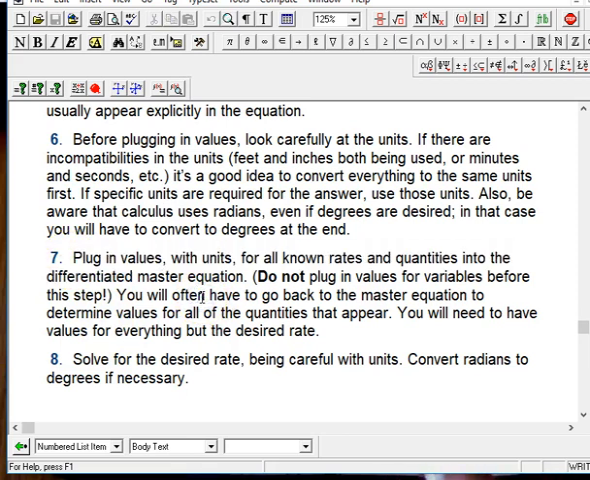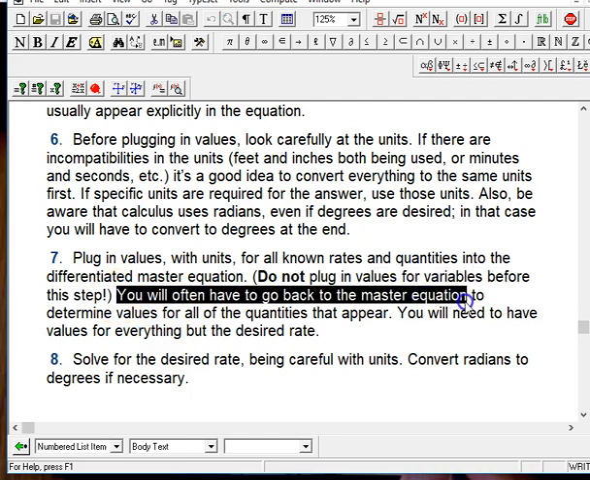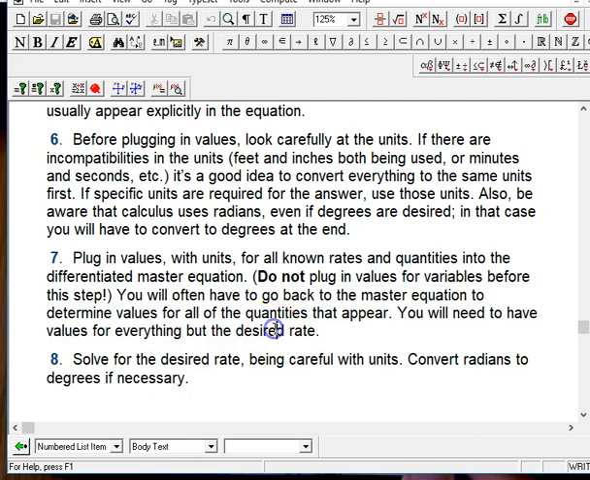We didn't have to do a step, which we will in other problems, where you have to go back to the master equation one more time to figure out some unknown quantities. This is a simple introductory example. So all we needed was that r equals 30 meters and we were good to go. And then we solve for the desired rate. We just sort of put all this together. Since this is a fairly simple example, we didn't have to do all the steps super carefully, but they're going to all apply in detail to a more complicated problem.